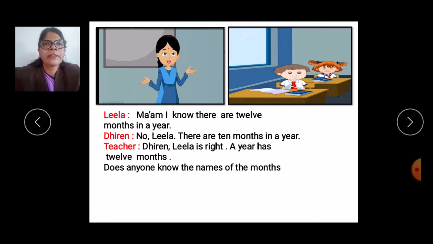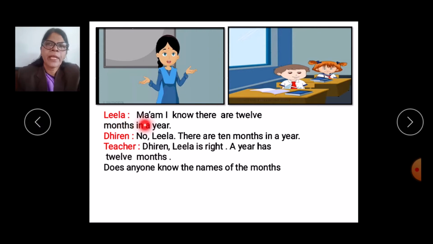So children, the child sitting at the back, her name is Leela. The boy sitting here in front, his name is Dhiren. Leela says there are 12 months in a year. Dhiren says there are 10. The teacher says Leela is right, a year has 12 months. Does anyone know the names of the months? So children, as I'm reading, please put your finger after each and every word that I read.